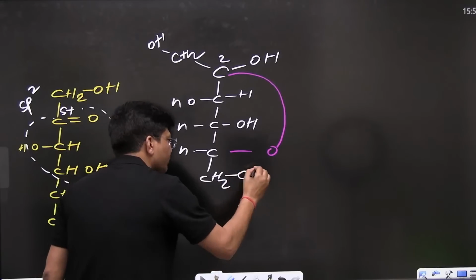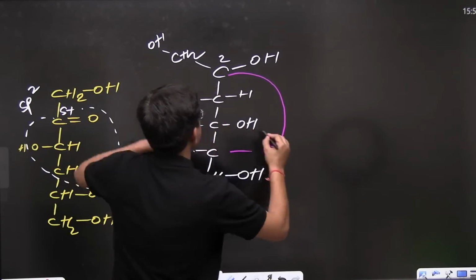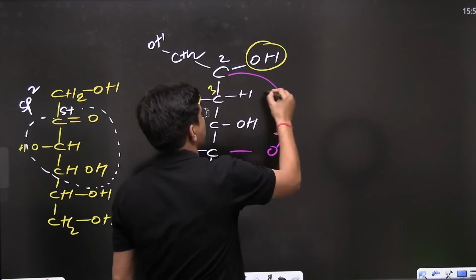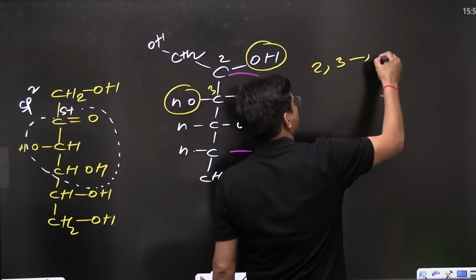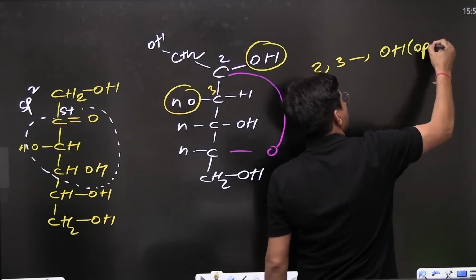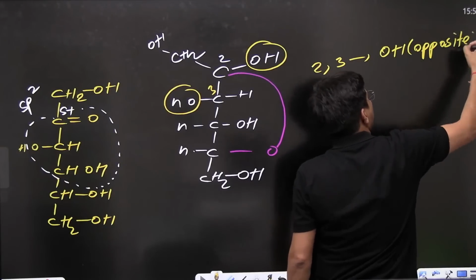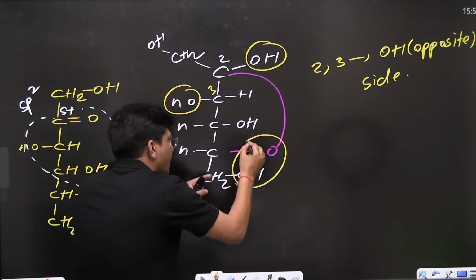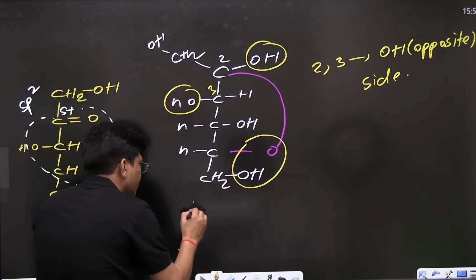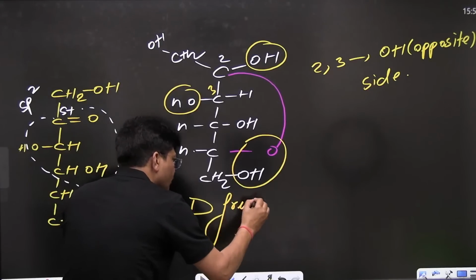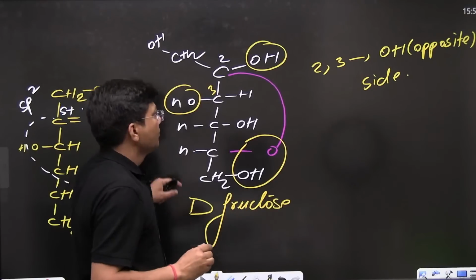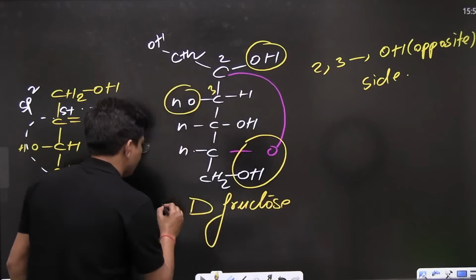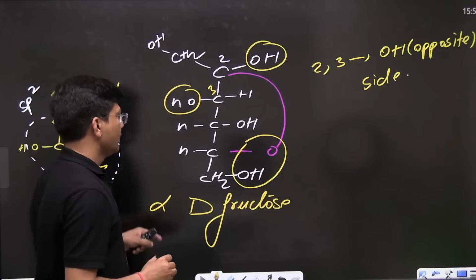This is CH2OH. Now you have to find out, this is the second carbon OH and this is the third carbon OH. They are on opposite sides. Once they are on opposite sides, what will you call it? First let me show you that the last and second last carbon OH are on the same side. So we'll say yes, D fructose, and I know with fantastic clarity that these are on opposite sides. We'll say alpha. The word I will use is alpha D fructose.